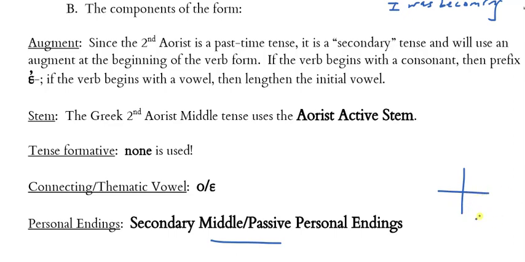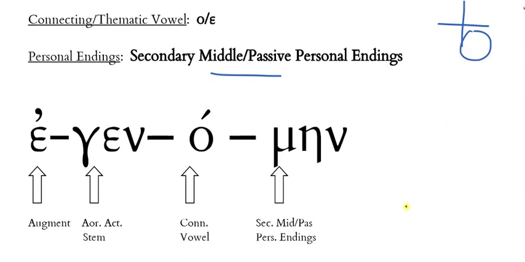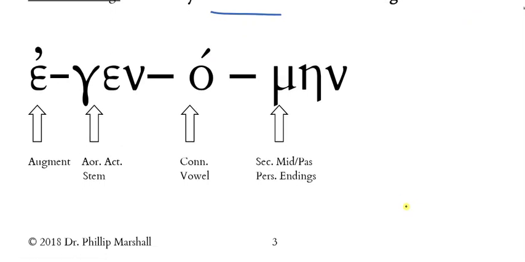It's the bottom right. Okay, that one. That's the one we're looking at. Example, egenamein, which we just saw a second ago. Here's my augment. The aorist active stem of genomai is not gen, that's the present stem, it's gen. Connecting vowel, and the omicron is here because the personal ending we've chosen is a mu.